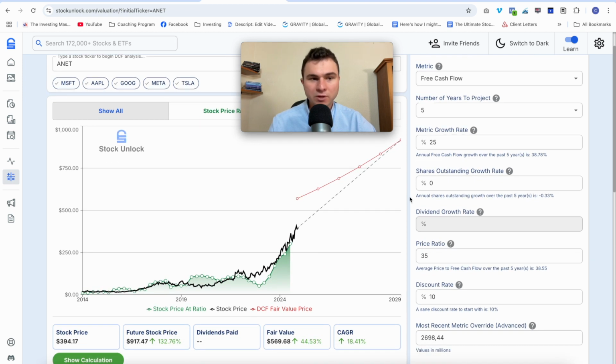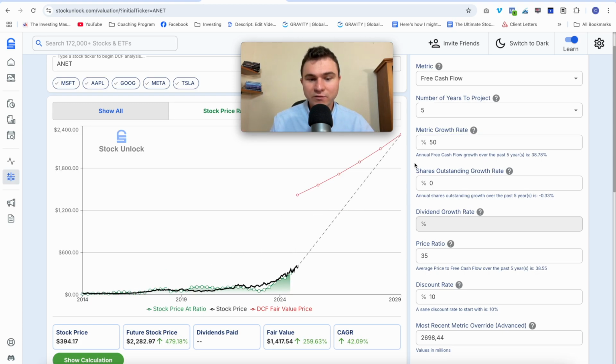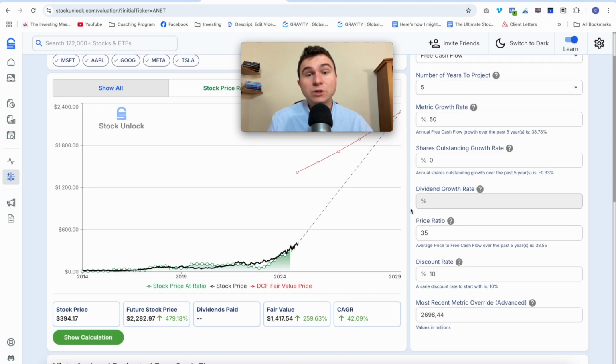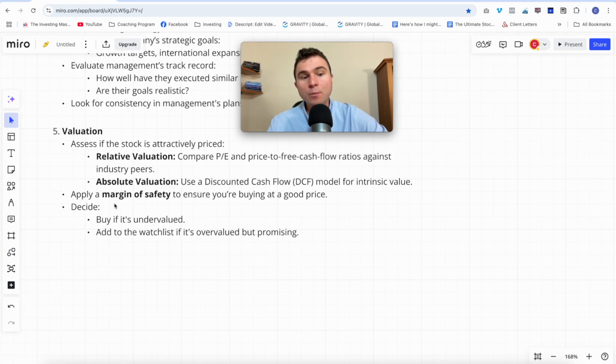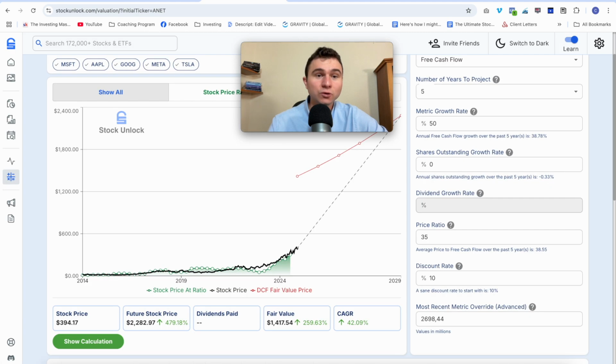So yeah, play with the numbers, be conservative, don't play with fire, don't put this kind of numbers. If you put 50% growth, obviously it will look cheap because the future is excellent. So if you think the business can grow 30%, play it down. Be conservative. Don't put 30% in your DCF because you want a margin of safety. And I think I have a line here. Apply a margin of safety to ensure you're buying at a good price. Most of the time, you don't want to pay a fair value. You don't want to buy at a fair value.